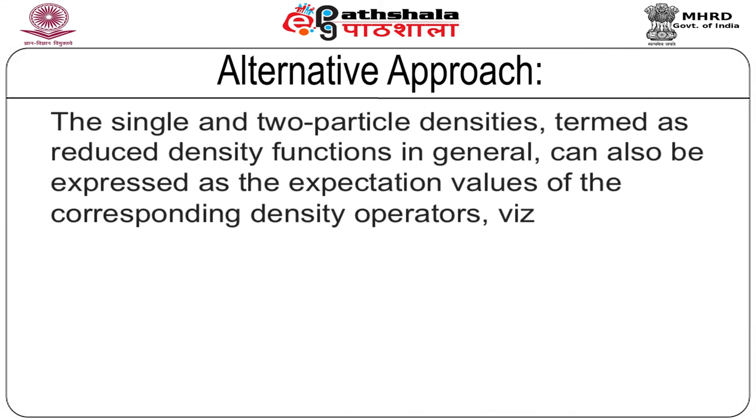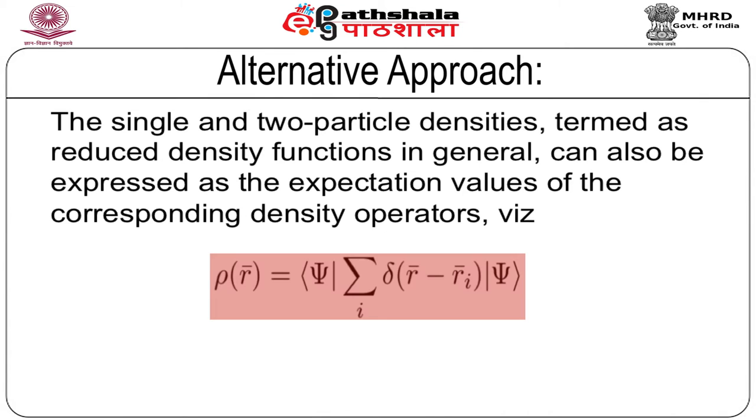The single and two particle densities, which are termed in general as reduced density functions, can also be expressed as expectation values of the corresponding density operator. So one should have rho of r equal to the expectation value, psi, of summation over i delta of r minus ri, psi.